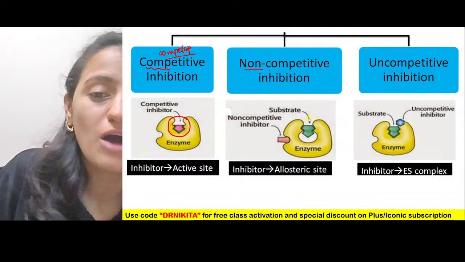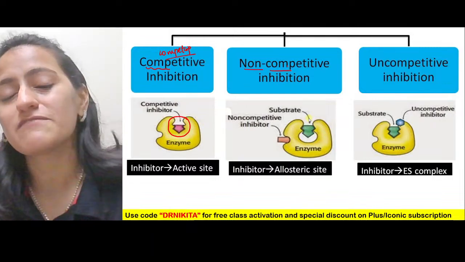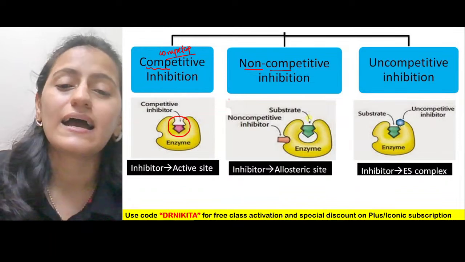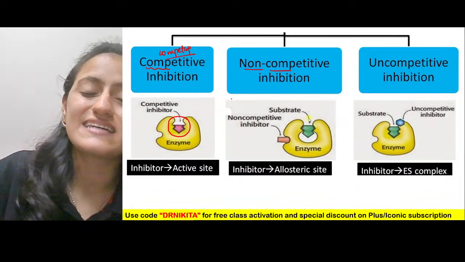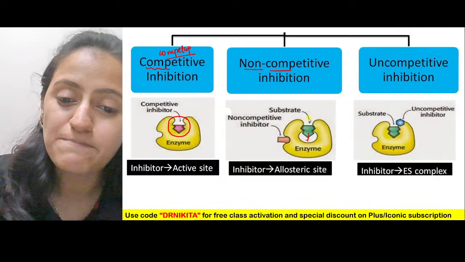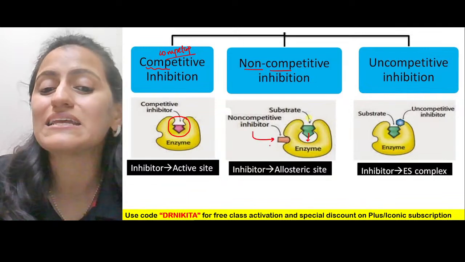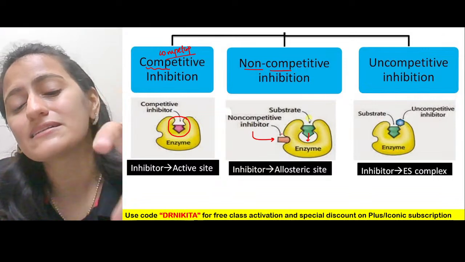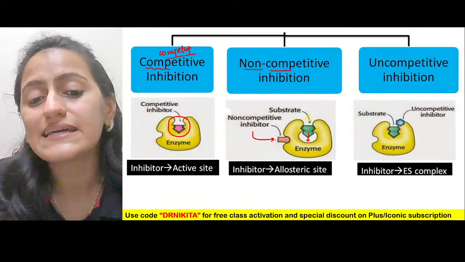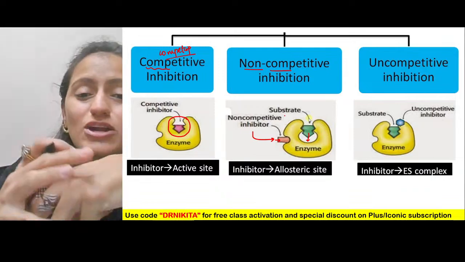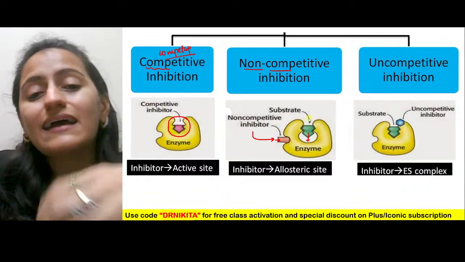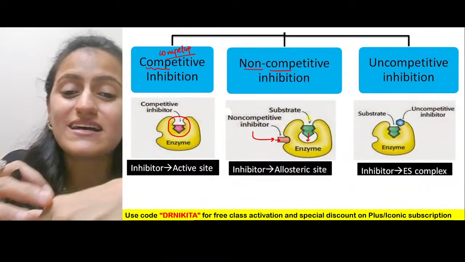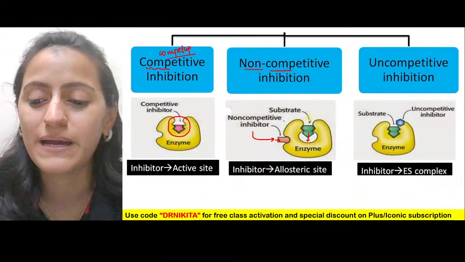Next, non-competitive, right? Non-competitive means we are not competing, and so two different sites. The substrate site is different from the inhibitor site. So how is this inhibitor inhibiting the substrate binding? The inhibitor sits on its site on the enzyme, and it causes a conformational change in such a way that the substrate is not able to bind there.